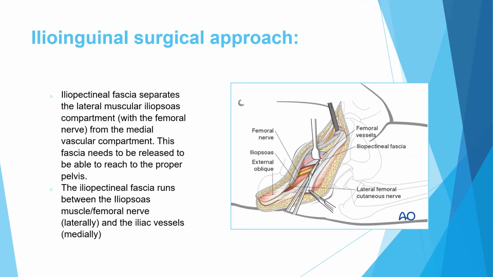Another approach that commonly comes in the exam is the ilioinguinal surgical approach. This approach is commonly used for acetabular fractures, for example associated both column. The point that comes in this approach is the iliopectineal fascia. The iliopectineal fascia separates laterally the iliopsoas muscle and the femoral nerve from the vascular structures medial to it. The vascular structures are the iliac vessels, which will become the femoral vessels. The femoral artery is medial to the iliopectineal fascia. The iliopsoas muscle with the femoral nerve lies lateral.